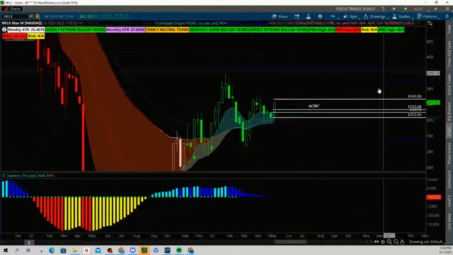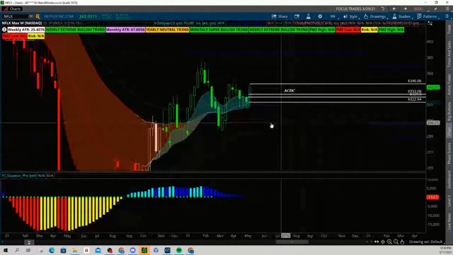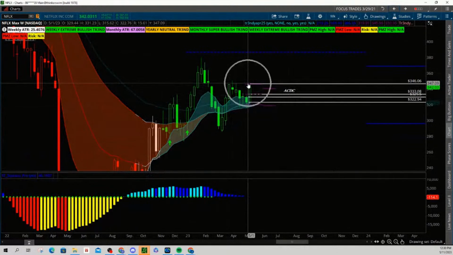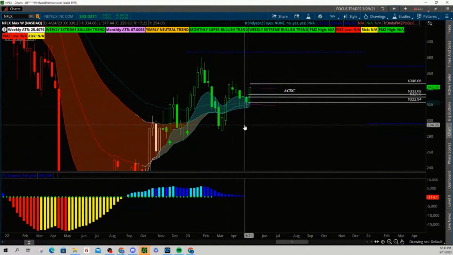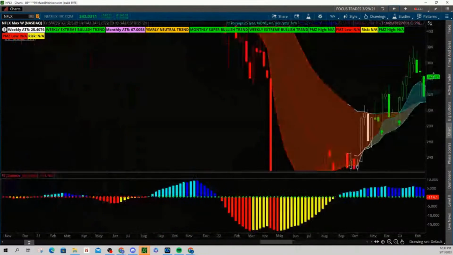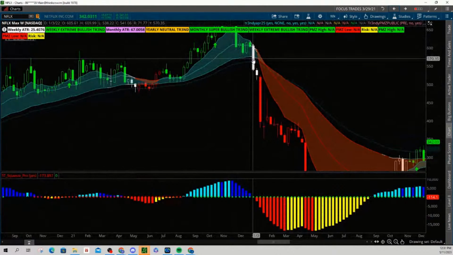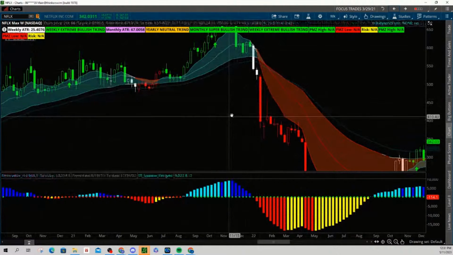Let's go ahead and go to the weekly. Folks, same exact thing. Price breaks over the cloud. I want to be long. I have these levels to contend with. Okay. Over here, folks, on a weekly, price goes from green to white to red. I want to be short.